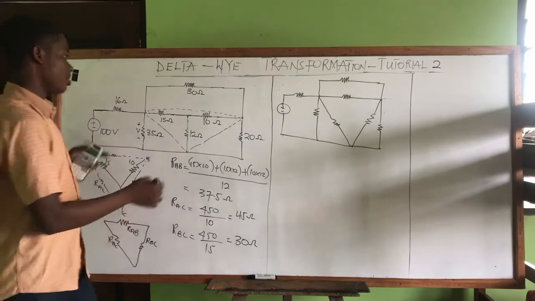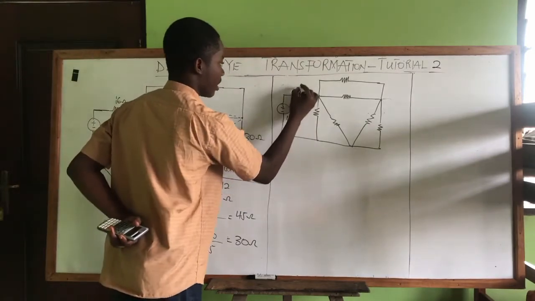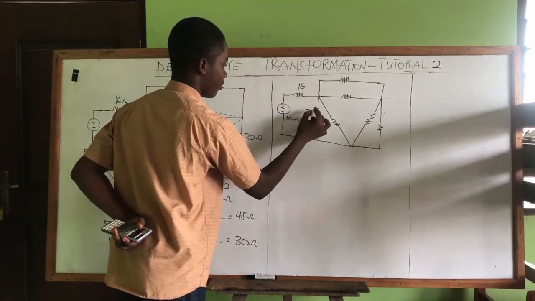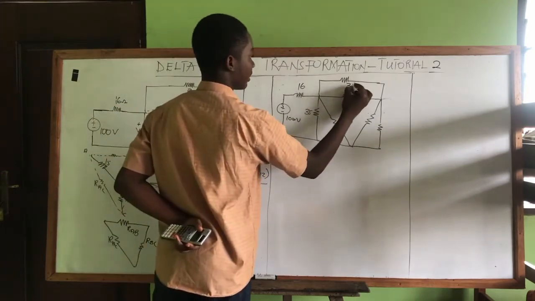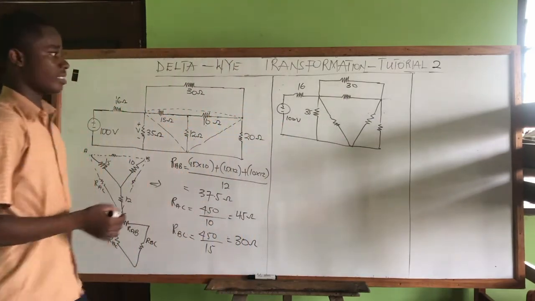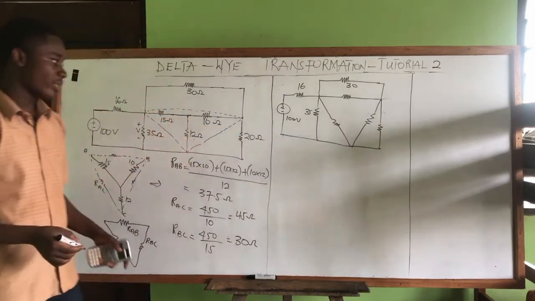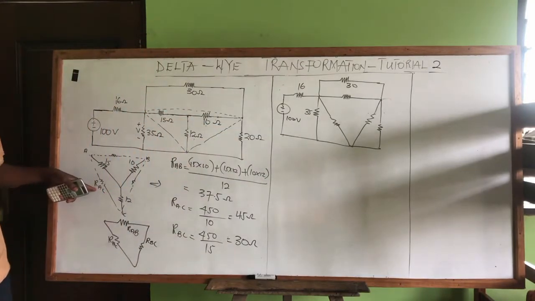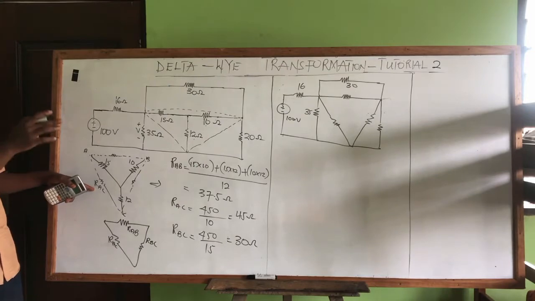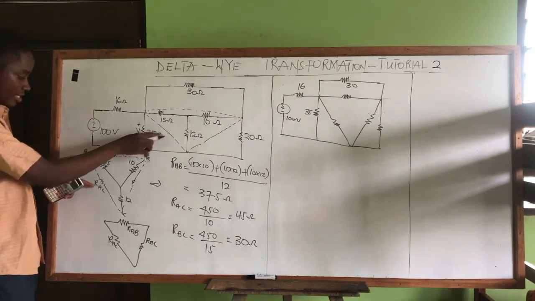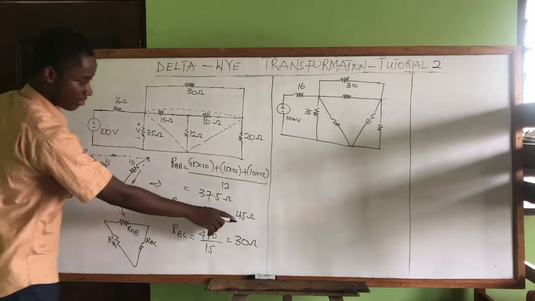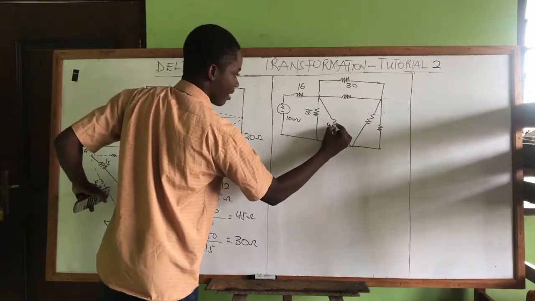So let's write our values. I have 100 volts. I have 16. My 35 ohms is there. This is our 30. So now let's insert the values for the delta network. Remember this place was our RAC. We should place it at the appropriate branch. This is RAC here. So RAC gave us what? 45. So here is 45.